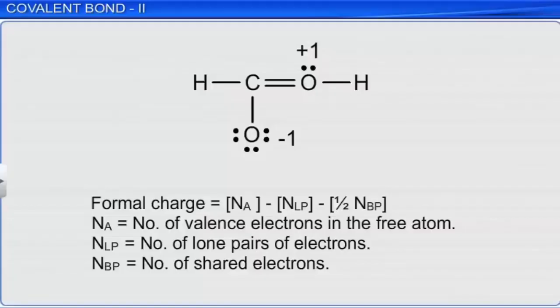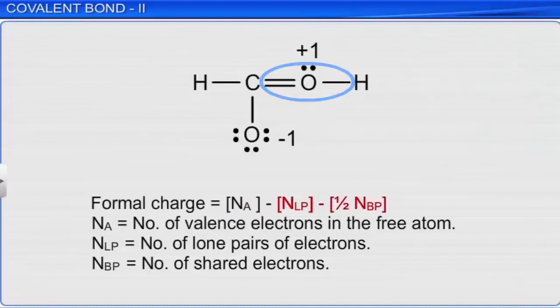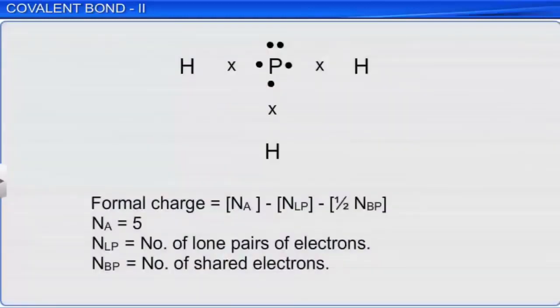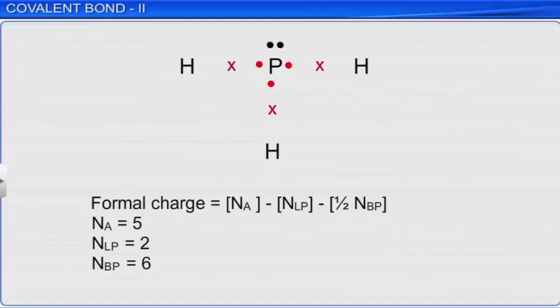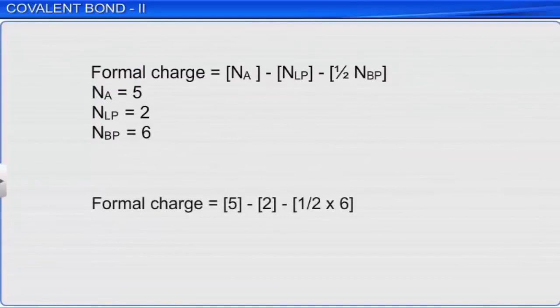The formal charge can be expressed as the difference between the number of electrons present in that atom in its isolated state and the number of electrons assigned to the atom in the Lewis structure. For example, in a phosphine molecule, the number of valence electrons in the phosphorus atom is 5, and the number of lone pairs is 2. There are 6 shared electrons among 3 hydrogen atoms and 1 phosphorus atom. Therefore, the formal charge is 5 minus 2, minus half of 6, which is 3. This gives us the formal charge as 0.